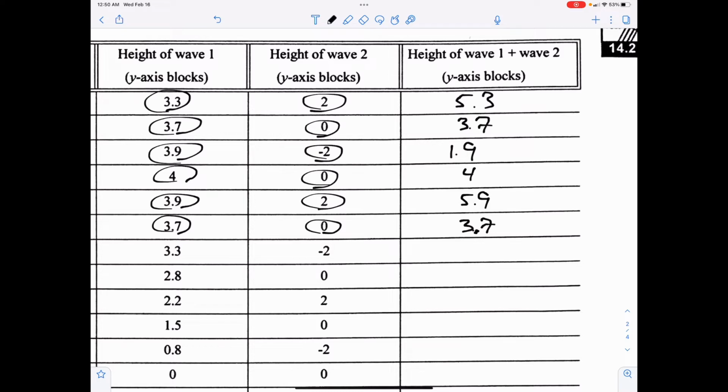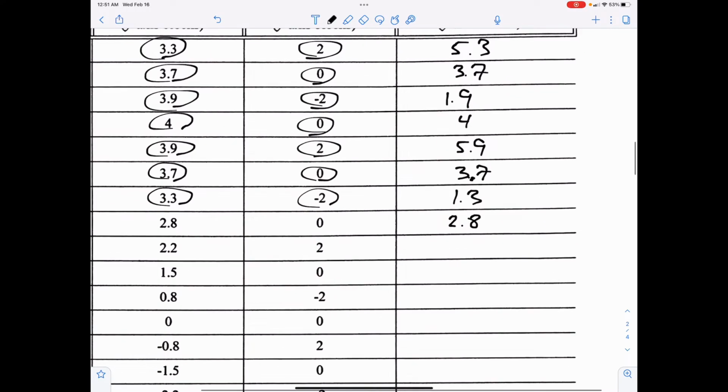3.3 plus a negative 2, or 3.3 minus 2, would be 1.3. 2.8 plus 0 is 2.8. 2.2 plus 2 is 4.2. Okay, so we're over here now. 1.5 plus 0 is 1.5.